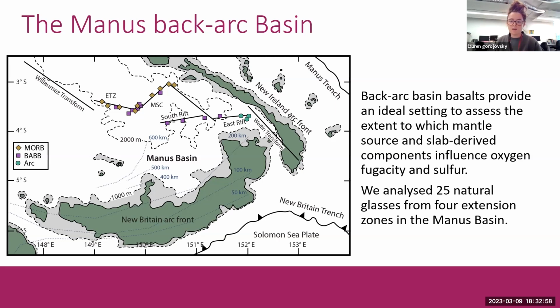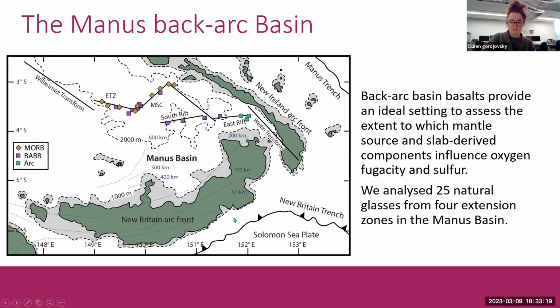For this study, we have taken 25 natural glasses from 4 extensional zones in the Manus Basin, located up here, and these are colored by geochemical type. I've identified 3 main magma types: mid-ocean ridge, back arc, and arc-like magmas.